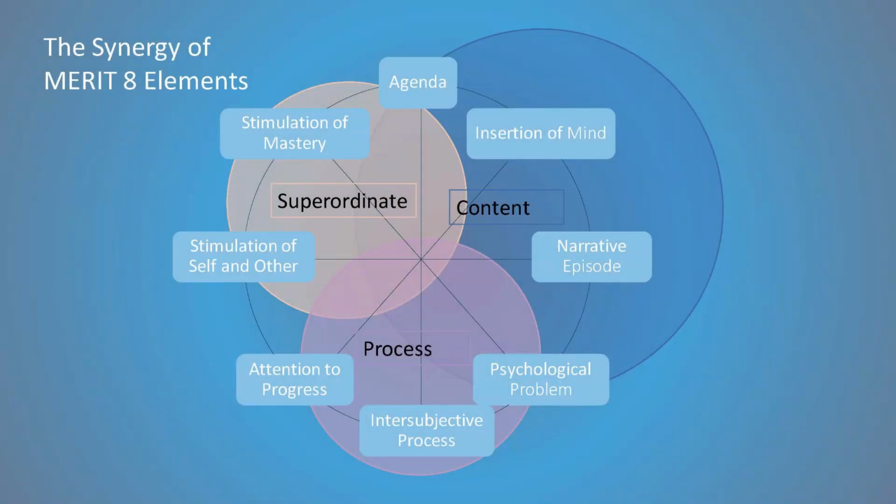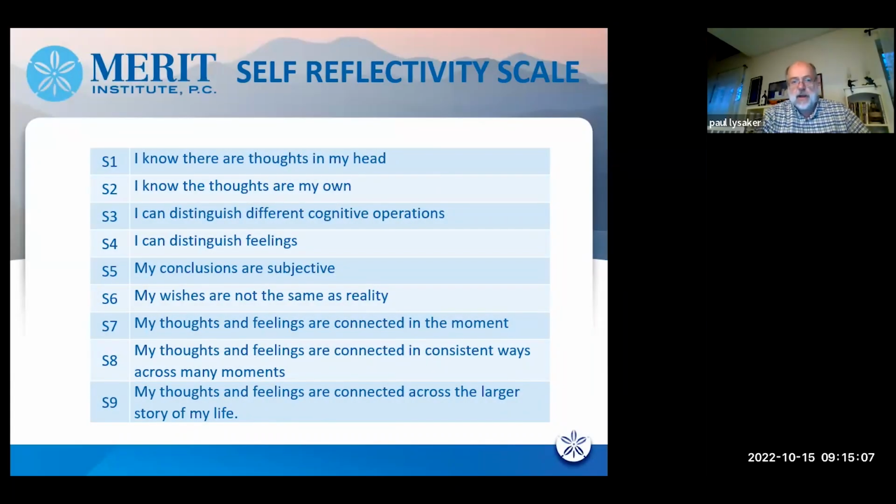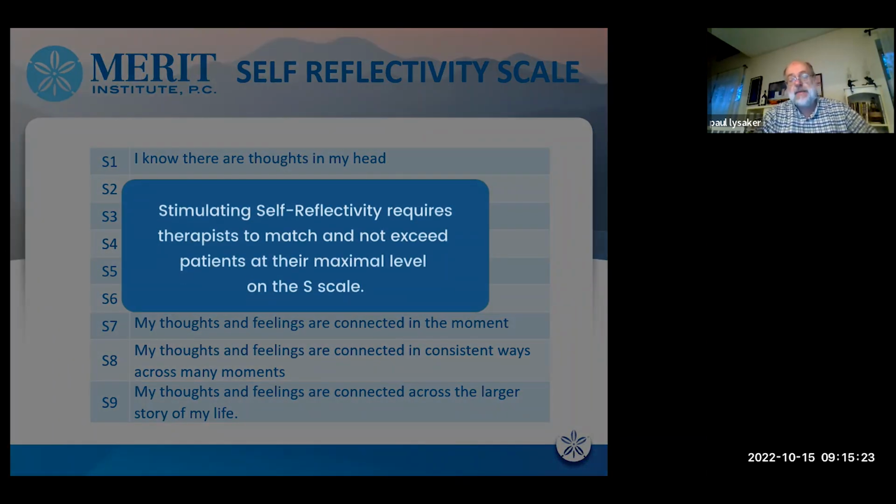We'll talk about the S scale, which is the self-reflectivity scale, today. This corresponds to the seventh element of MERIT, which is when you're thinking with someone about themselves, you want to join them at a level that they can participate in. Certainly this applies to Courtney's difficult patient, where we're going to think with him about termination and his reaction, but ask him to think about himself.